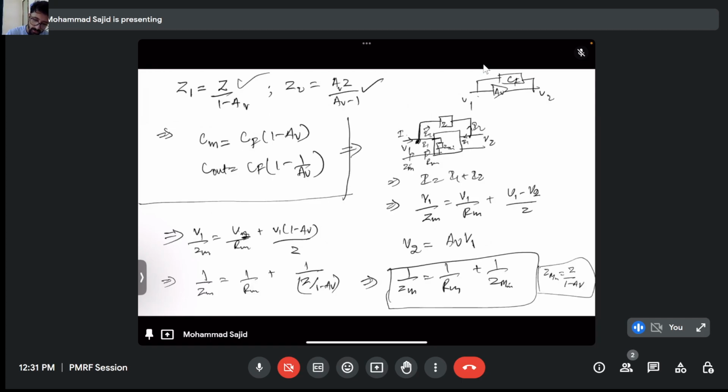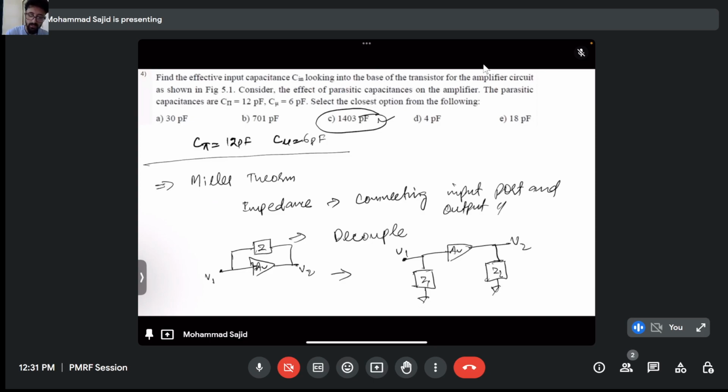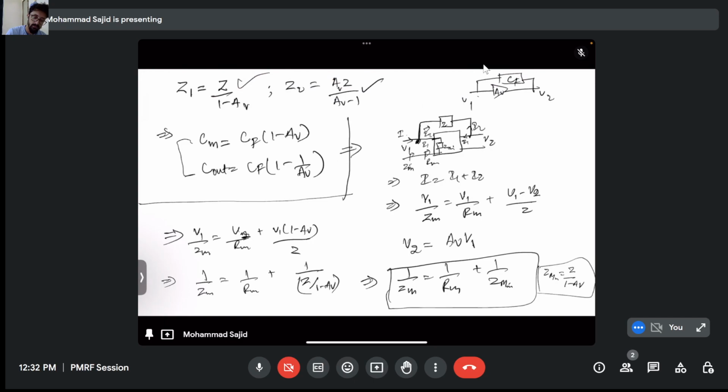Okay, so this one is the nearest. So there is again some calculation, maybe gm is not properly calculated. So you just have to find the correct value, and this one is the correct answer. So what we studied here is the Miller theorem, how to decouple the two into input and output. It makes solving the question easier. And for the capacitance, these are the formulas. Please do remember these formulas. This will help you with solving the questions.